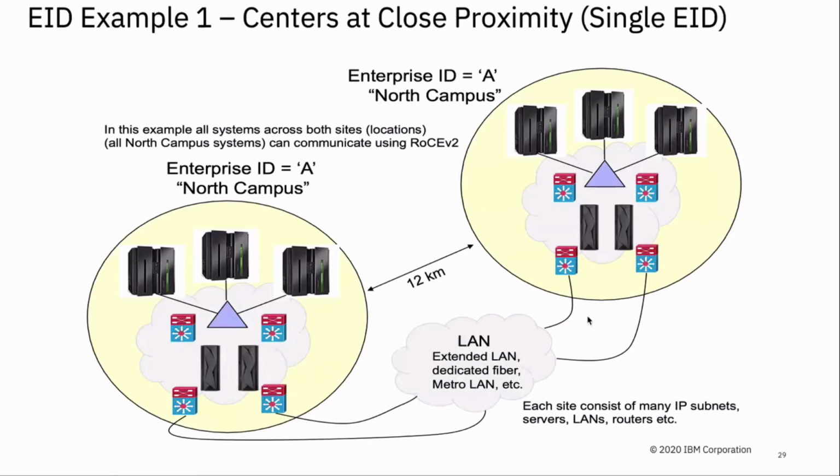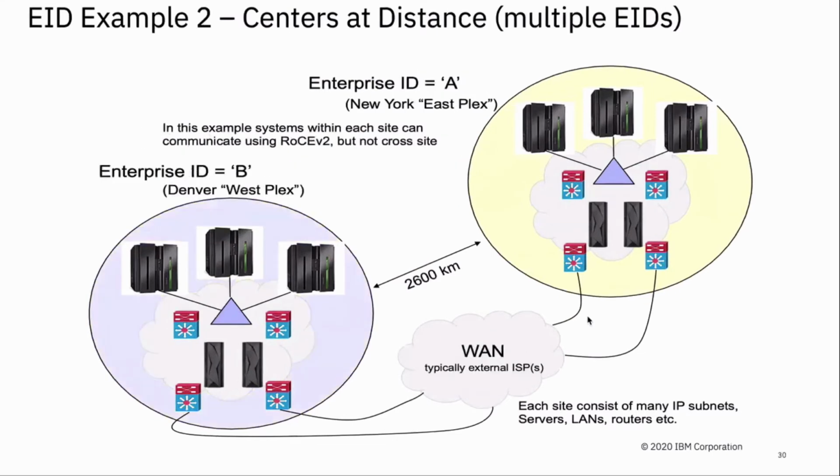I might call my two enterprises EID A or maybe even North Campus, and they're only 12 kilometers apart. So in this case, I'm just going to give all of these systems, even though they're not in the same physical buildings, one EID, and basically I'll use SMC-D for the same CPC, and I'll use SMC-R eventually for the remote connection. So in this case, they're all close proximity. Now you might manage systems that are farther away, and we'll give you better definitions of what close and far means and some guidance. But for now, it's just concepts.